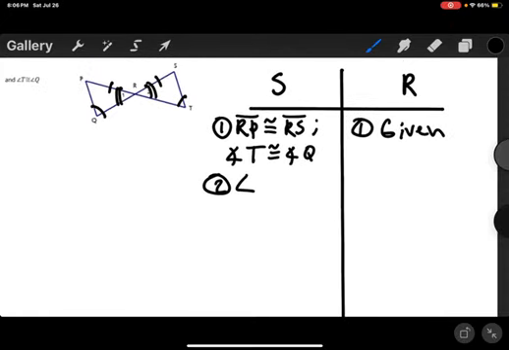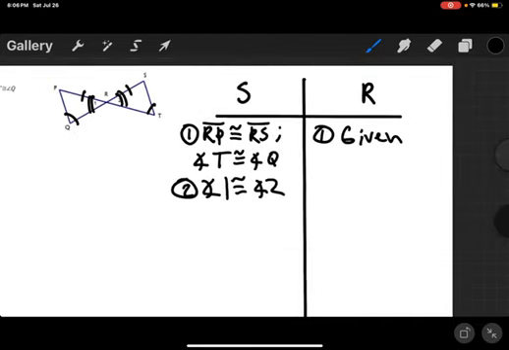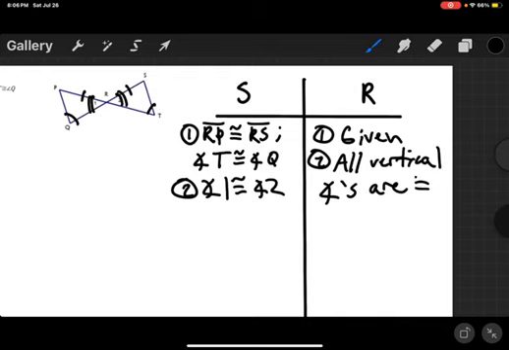We can say angle 1 is congruent to angle 2. And our reason for that is that all vertical angles are congruent.